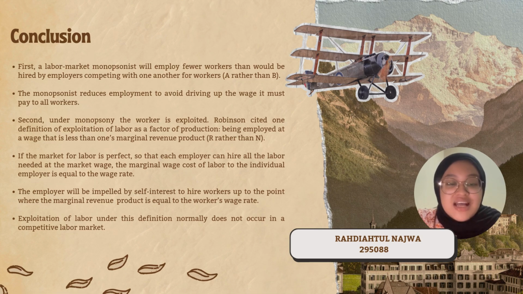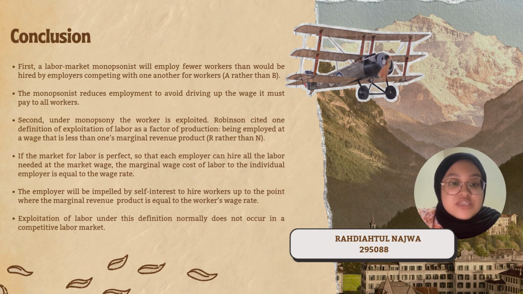Conclusion. First, a labor market monopolist will employ fewer workers than would be hired by employers competing with one another for workers: A rather than B. The monopolist reduces employment to avoid driving up the wage it must pay to all workers. Second, under monopoly, the worker is exploited. Robinson cited one definition of exploitation of labor as a factor of production being employed at a wage that is less than one's marginal revenue product: R rather than N.